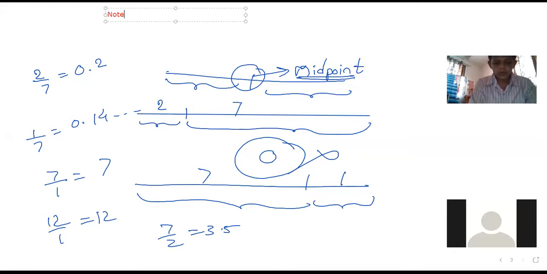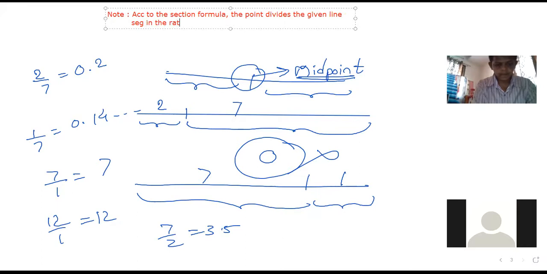Note. According to the section formula, the point divides the given line segment in the ratio m as to n.